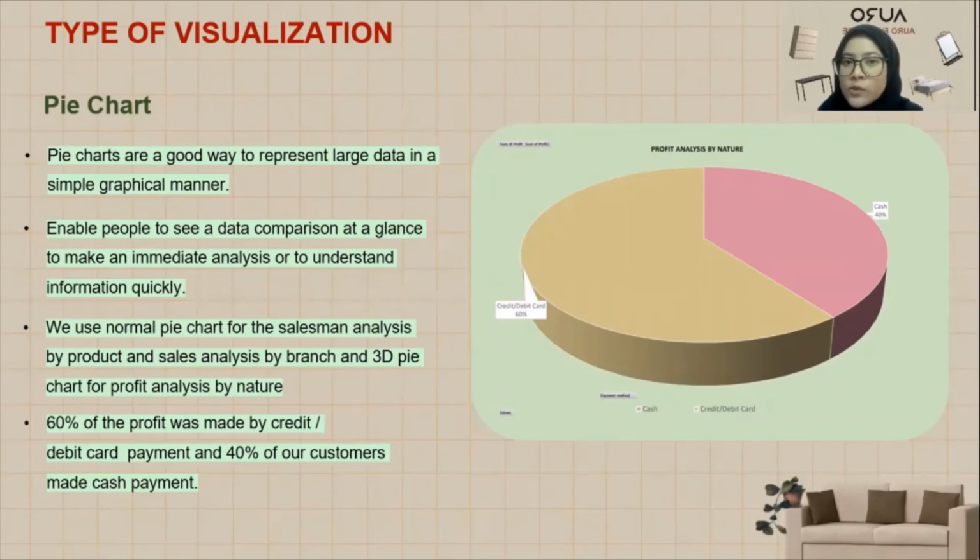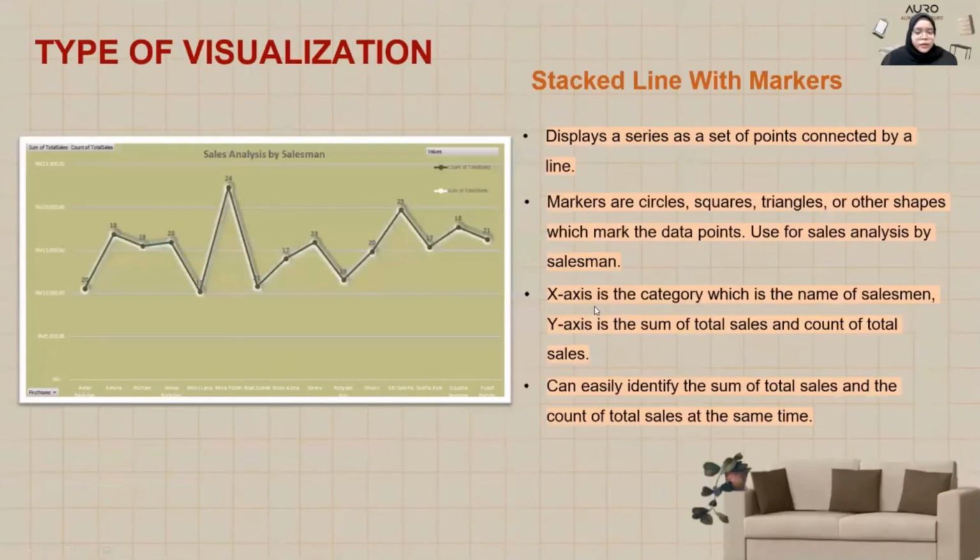It enables people to see data comparisons at a glance to make an important analysis or to understand information quickly. We use a normal pie chart for our salesman analysis by product and salesman analysis by branch. And we also use a 3D pie chart for our profit analysis by nature. As shown, profit analysis by nature. By looking at the profit analysis by nature chart, we can conclude that 60% of the profit was made by credit or debit payment, and the balance of 40% of our customers made a cash payment.